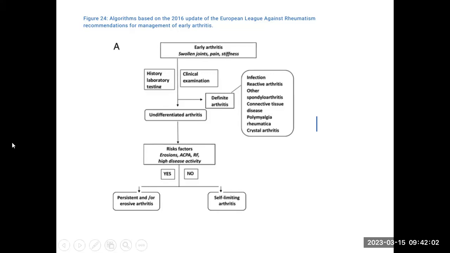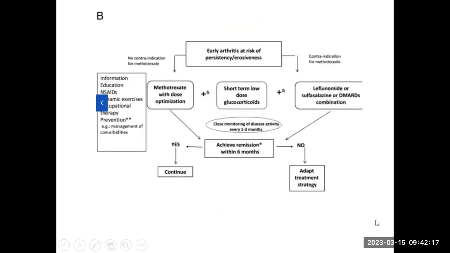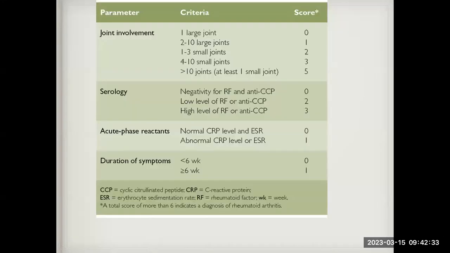So all these things should be considered here, even if it is one joint, even if the pattern is not there. So if risk factors are there, then you know this is going to be persistent and erosive. You can start disease modifying agents at that time itself. Yeah, so methotrexate is the wonder drug. And if it is contraindicated, other medications, and then you achieve remission within 6 months, and then you can consider continuation of treatment. This is just for the sake of completeness.